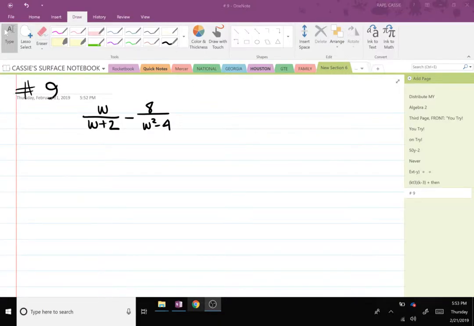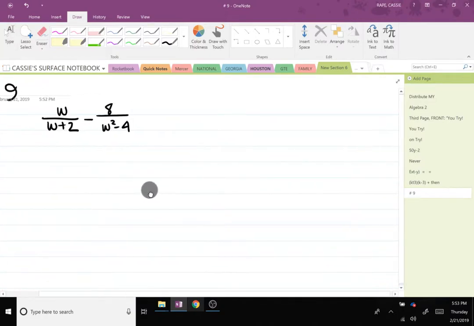We're looking at number 9 on the back of the third page of your packet. W over W plus 2 minus 8 over W squared minus 4. Clearly, those denominators are not currently common denominators. So I am going to, remember the strategy, focus on factoring the denominator first. Don't even worry about the numerator.